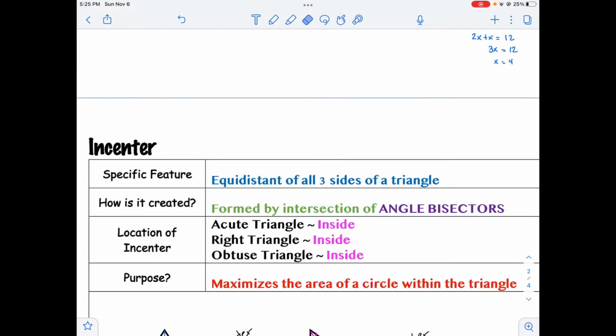Our next type we're going to discuss is incenters. So the specific feature for these is their equal distance from all 3 sides of a triangle. You should know what equidistance means after your vocabulary earlier. And these are formed by the intersection of angle bisectors. Another vocabulary word. So an angle bisector splits an angle perfectly in half. And the location of these also, just like the previous one, is always inside. This actually maximizes the area of a circle within the triangle, and you'll see that in the examples.